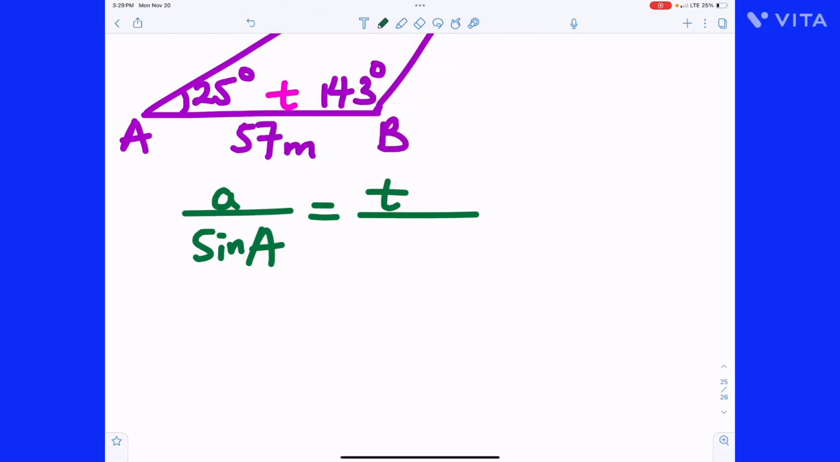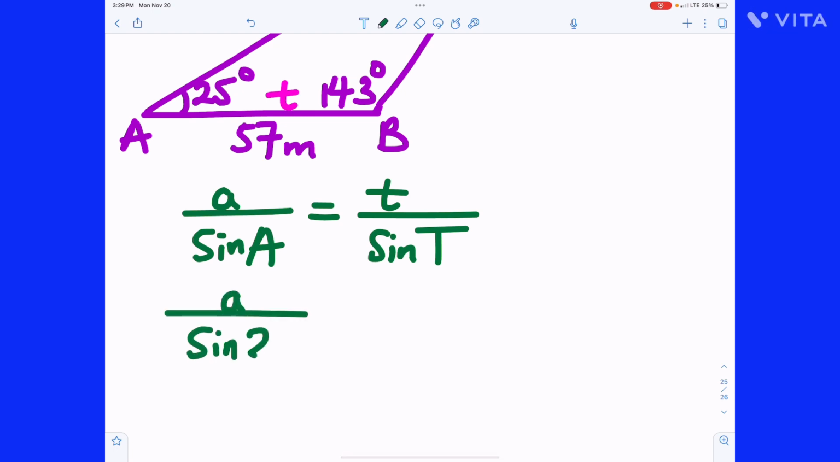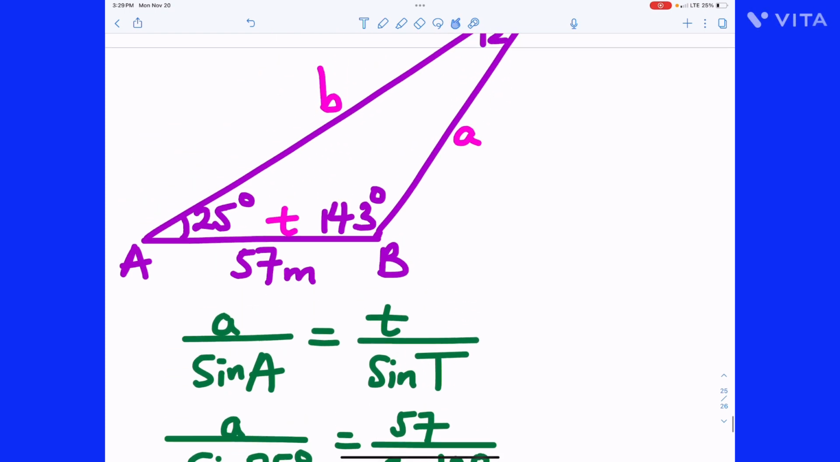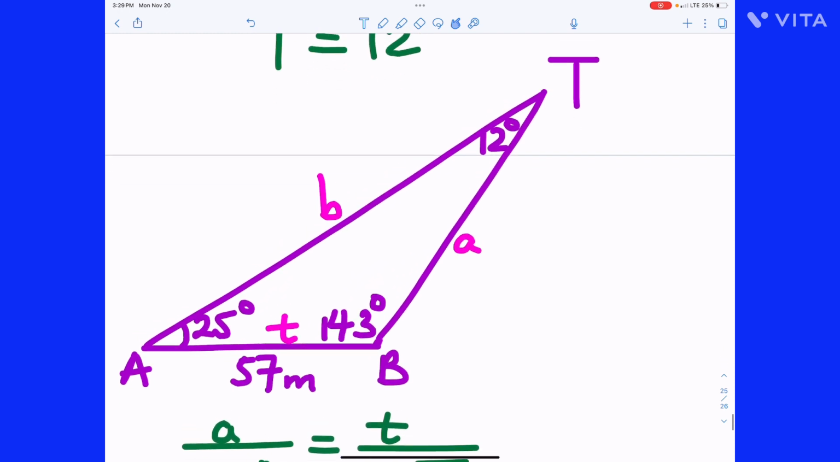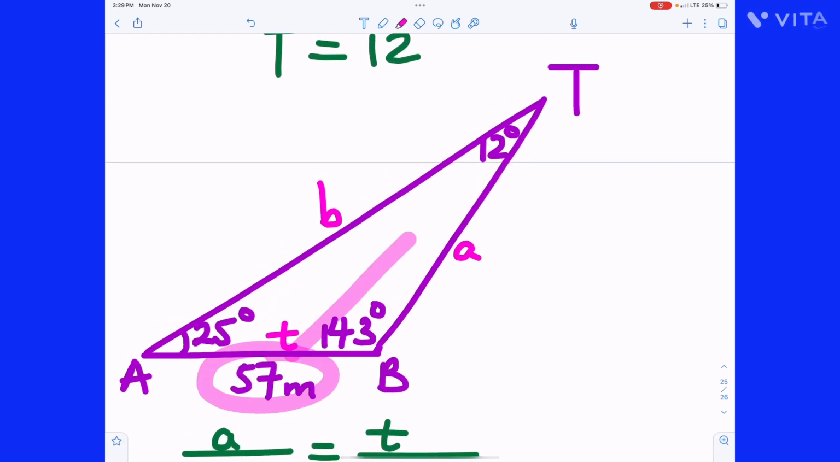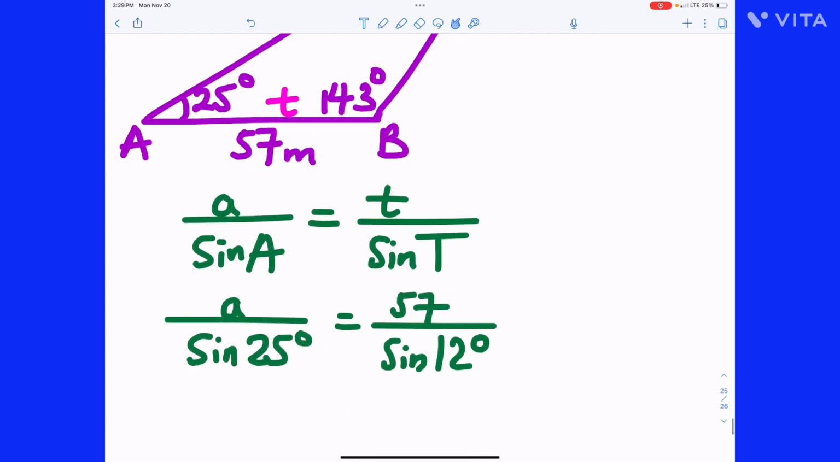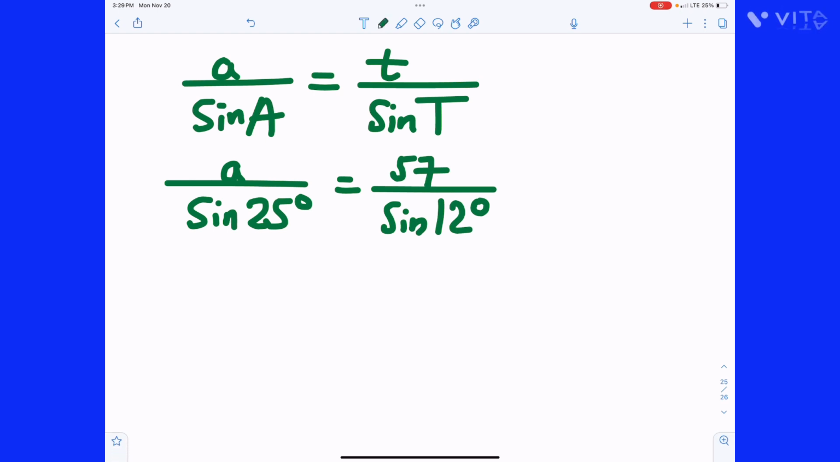A over sine A is T over sine T. Now, A over sine 25 degrees is T, which is 57 meters, over sine T, which is 12 degrees. I hope you can see where I'm getting my angles. This is small letter T here, and this is angle T here. This is small letter A here, this side. This is angle A, 25. This will also be small letter B here, and this is angle B. You know, the sides opposite each angle is given the small letter name of that angle.